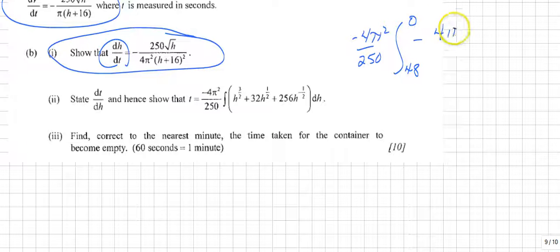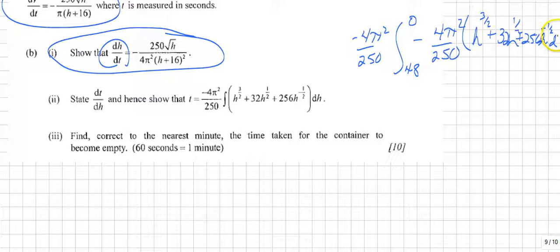Now you could do this by hand. You don't have to, since this is the calculator section. As long as you set up your integral and show what you're doing, you're going to get full credit. What they're looking for, can't forget my h, plus 256 h to the negative 1/2 dh. Sorry, it's getting a little crowded here. Squeeze it in. There we go. So there's our integral, and we're going to integrate from 48 to 0. And since this is the calculator section, use your calculator to evaluate that integral.